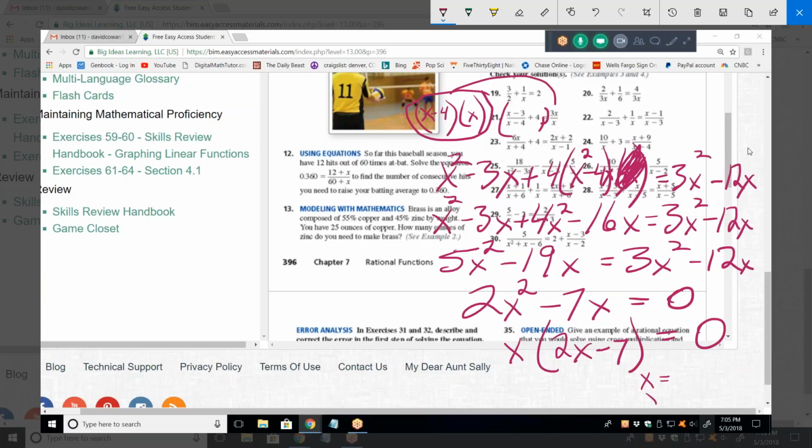What's the first thing that x could be? Seven halves. That's the second thing. First thing would be 0, right? In other words, either that's 0 or that's 0. Okay. However, there's a problem with both of these answers. Let's go back and look at our problem. Is 0 a possible answer?